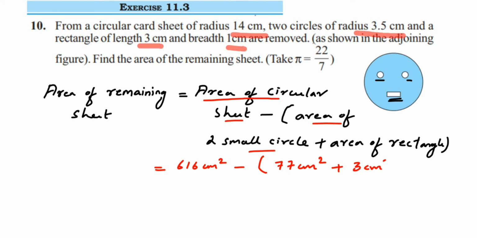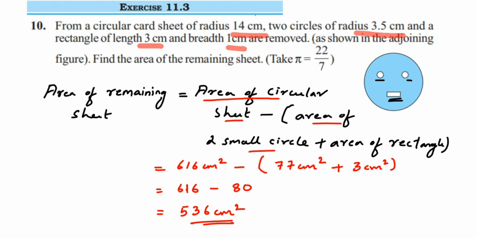Now this is equal to 616. I'm not writing the units right now, I'm going to write them down at the end. 616 minus 77 plus 3 is 80. So 80. Okay. Now when you subtract 616 and 80, we'll get 536 centimeter square. So this is the area of the remaining sheet.